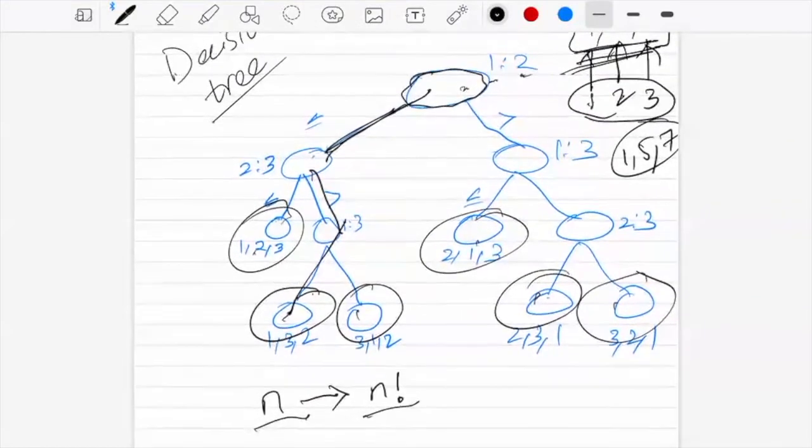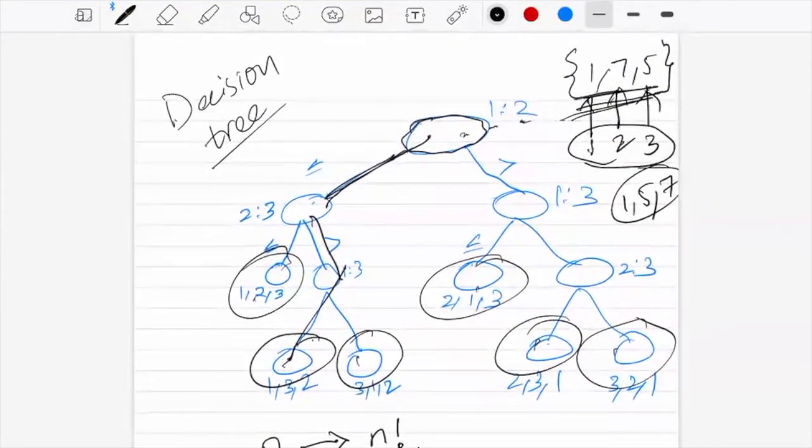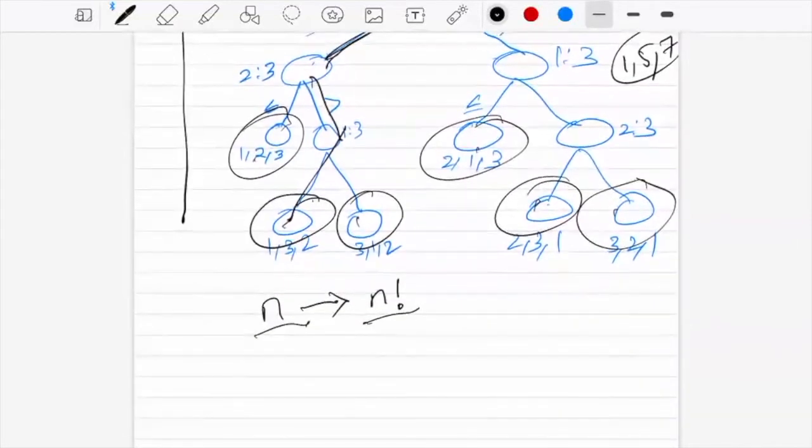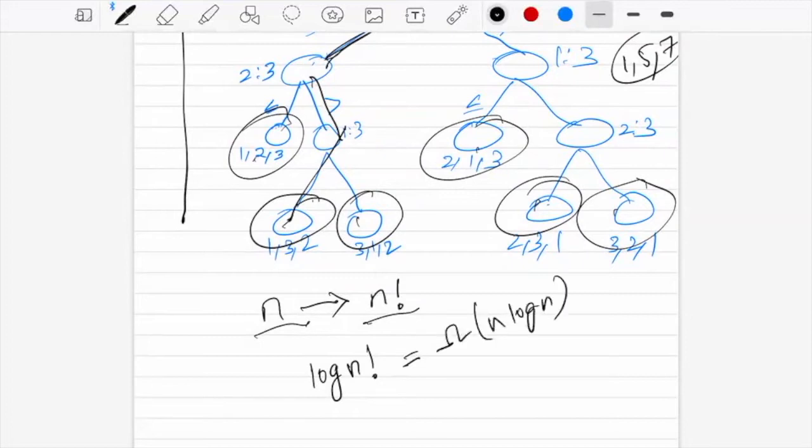If I try to find the time complexity of this decision tree, I first check the height of the tree. The height of the tree will be log of n factorial, which means the time complexity will be omega of n log n.